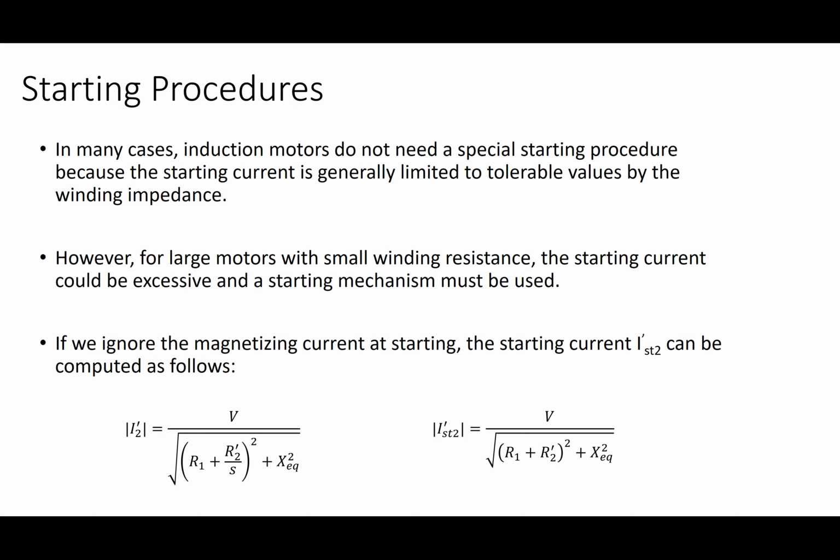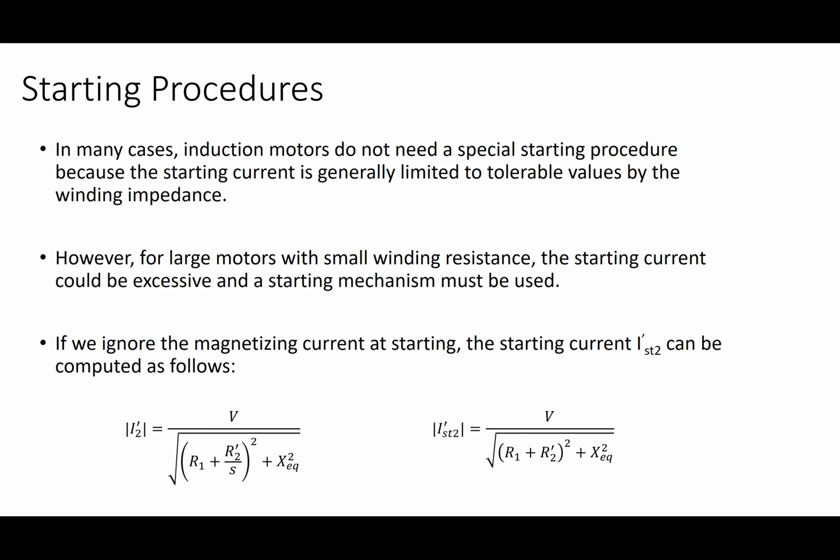Now in many cases, you don't actually need a special starting procedure, because the winding resistance, the winding impedance, limits the current that you will get. This is more typical in smaller machines, where the windings are smaller and so have higher resistances. But in larger machines, with thicker windings because they need to carry more current, the resistances are much smaller, and you could get very large starting currents.